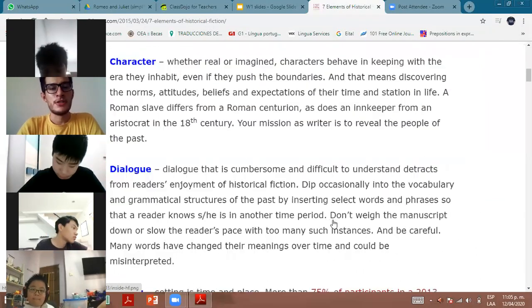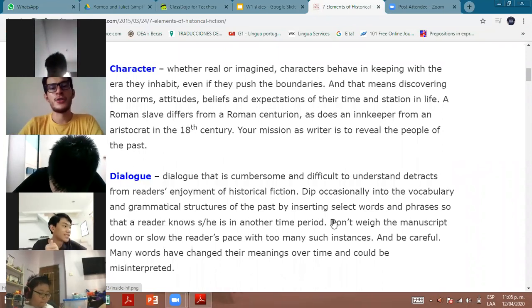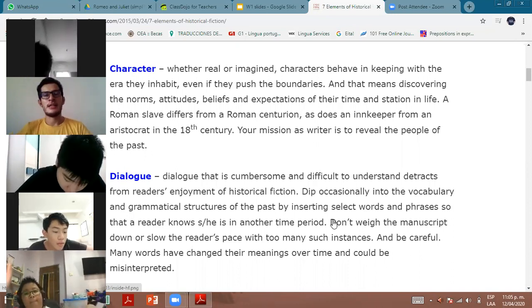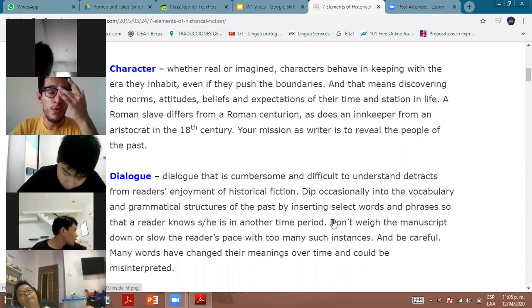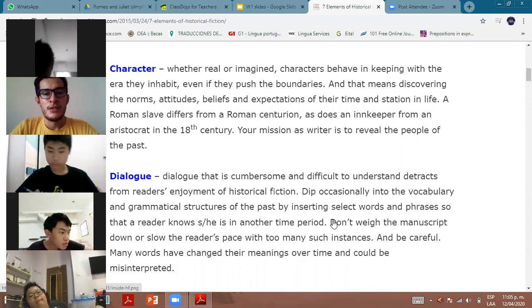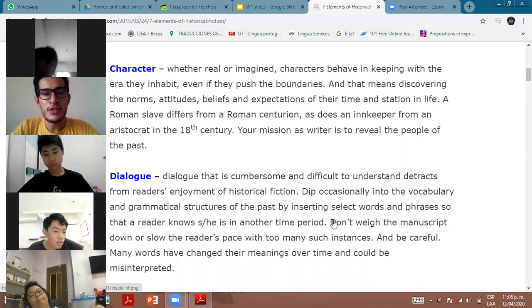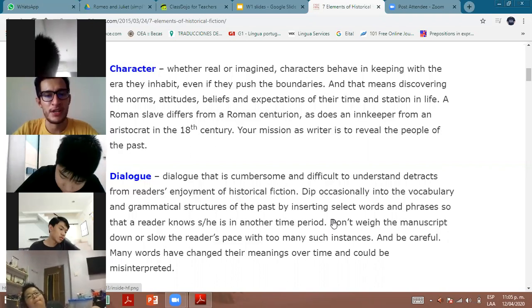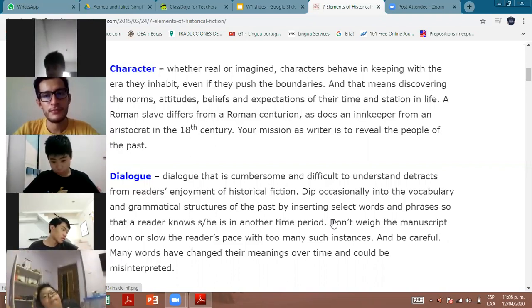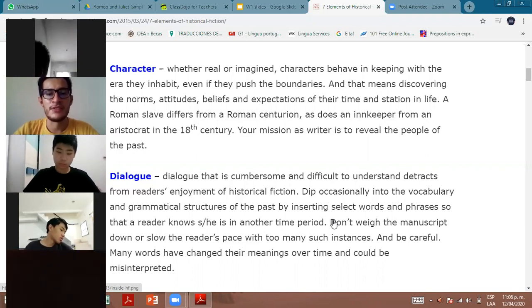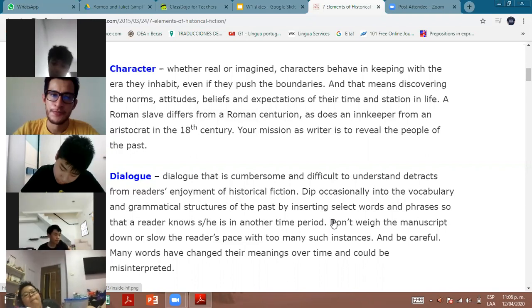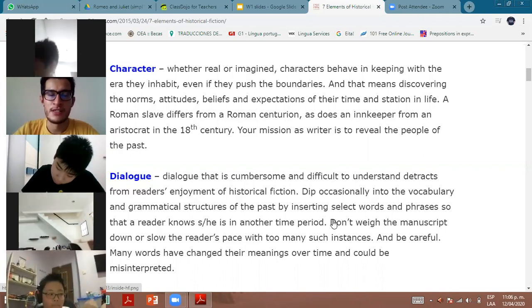The next one, dialogues. In a story, of course, you need to have different conversations, different dialogues, because that's the way you can understand the story and imagine what the different characters are talking about. In most stories, the dialogues could be in present or in past, and that allows the reader to understand the period of time in which the story is happening. The dialogues can have different meanings and in some cases could be misinterpreted. So that is the dialogues.